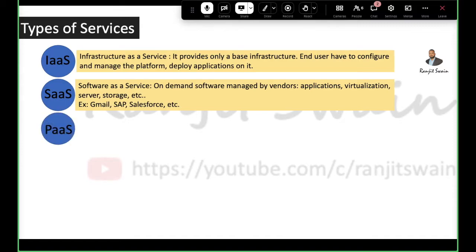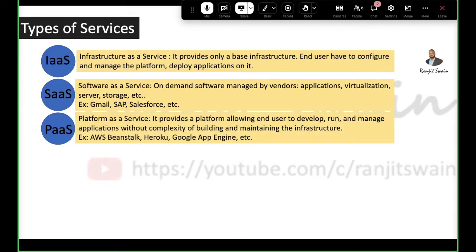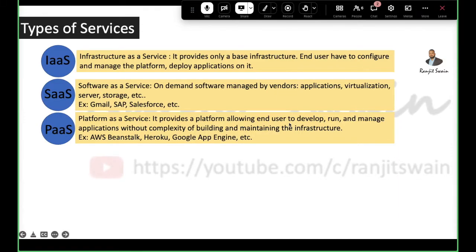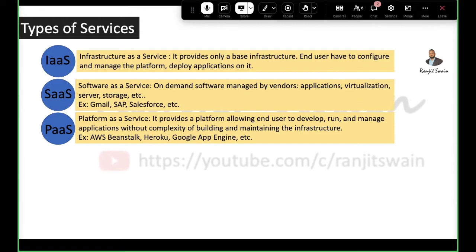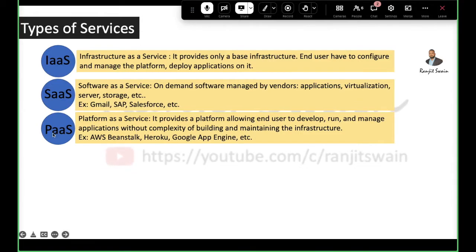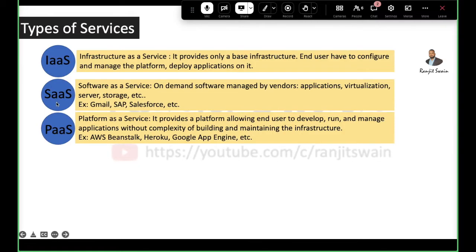Okay. Next one is PaaS, that's called platform as a service. The platform as a service provides a platform allowing end users to develop, run and manage applications without the complexity of building and maintaining the infrastructure. So actually PaaS sits in between IaaS and SaaS. In case of IaaS, we get the land and the unfurnished house and we are building out everything, whatever we need.